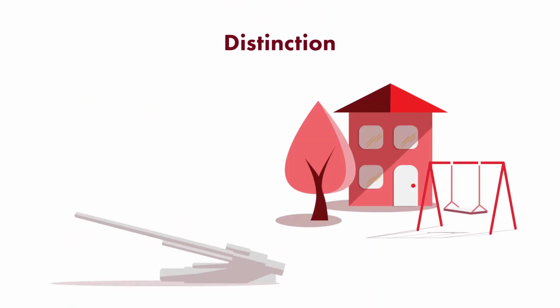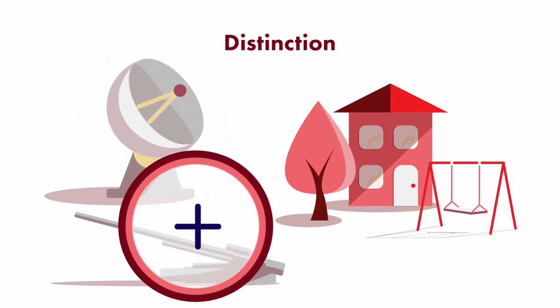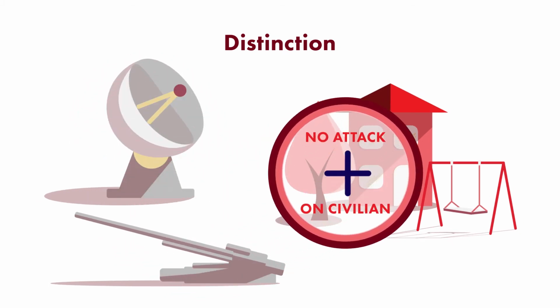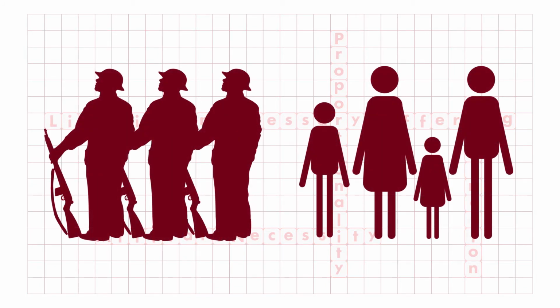Finally, the principle of distinction requires armed forces to distinguish between the enemy forces and the civilian population and only conduct attacks against the enemy forces. Collectively, these fundamental principles both recognize that violence is a natural part of armed conflict while working to minimize its devastating impact on both soldiers and civilians.